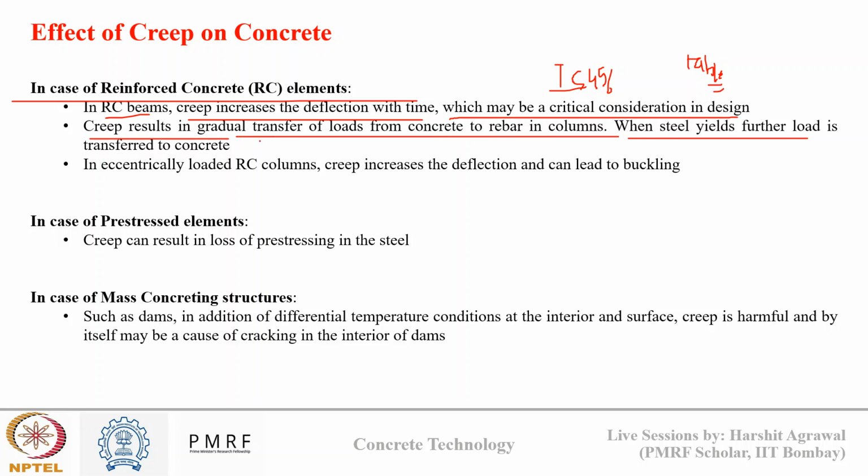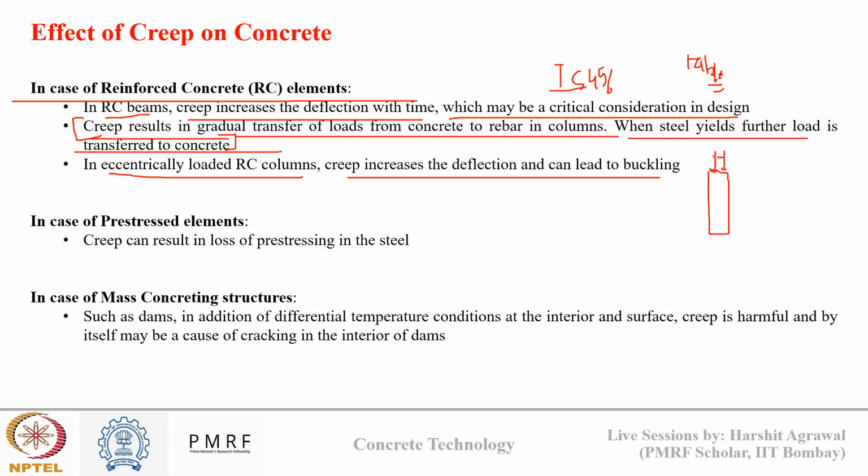Creep results in gradual transfer of load from concrete to rebar in columns. So due to creep, there is a load transfer from concrete to rebar, which can cause steel to yield, and once the steel yields, the load will transfer back to concrete. So this also becomes critical in terms of design of reinforced concrete. And in the case of an eccentrically loaded RC column, creep increases the deflection. Suppose this is my column. Now the load is not applied at the center, but somewhere away from the center.